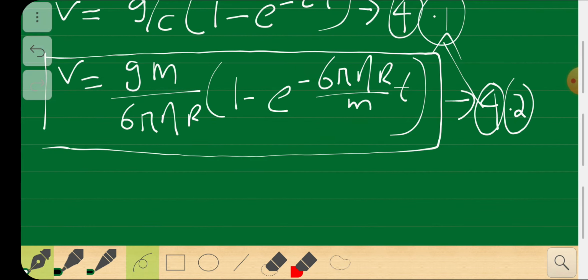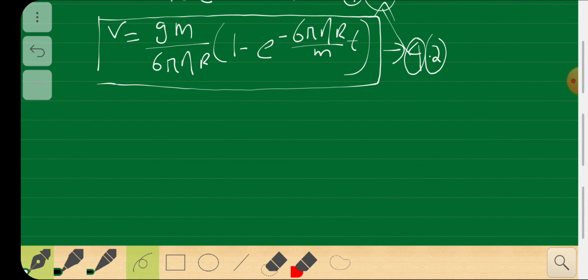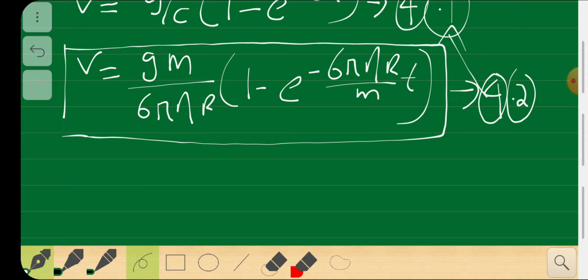So that's the velocity. Now let's plot it and see what it looks like. If you look closely at this equation, this whole mess, let's clear the mess.